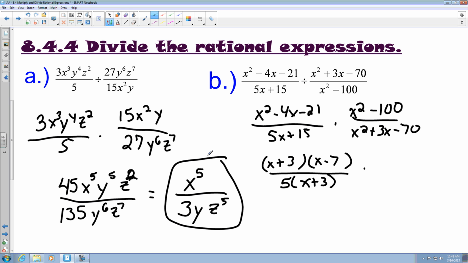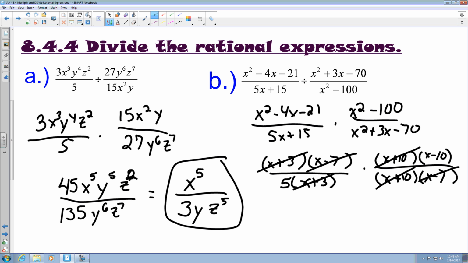Multiply this numerator here is the sum and difference of x plus 10, x minus 10, and then the bottom one I can factor out using reverse FOIL, so then I got x and x. It's going to give me a plus 10 here and a minus 7 here. So let's take a look. I can cancel this, I cancel that, here, and here, and here, and also here. So I'm left with x minus 10 in the numerator divided by 5.